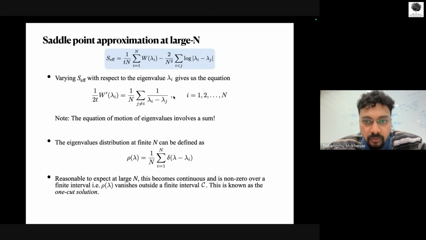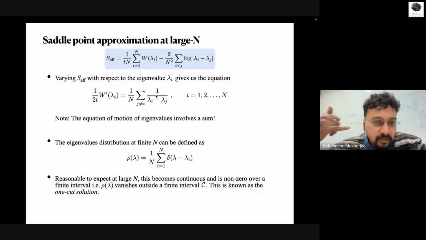So we were working with a bunch of n cross n matrices. In the finite n limit, I have n many equations. And notice something. The equation of motion of these eigenvalues now actually involves a sum. There are n many equations that I have, and each of these equations involves a sum, each equation corresponding to each eigenvalue.